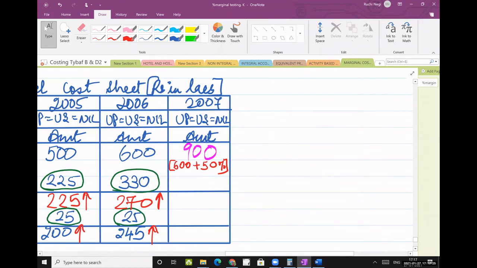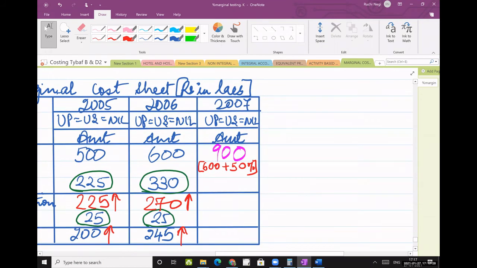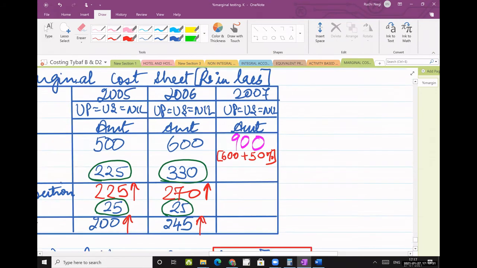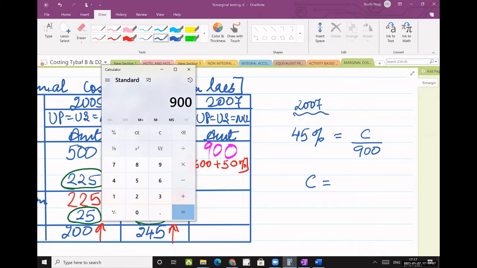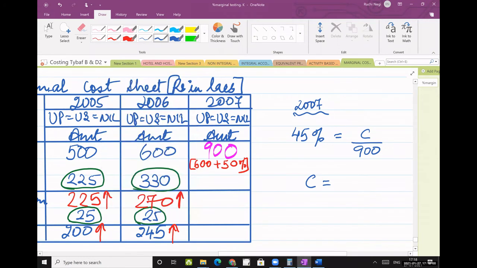Now listen one thing. What is the PV? PV is 45, right? And contribution upon sales. Sales कितना है? अभी मिला 900. I'm talking about 2007 year. So cross multiply, you will get contribution for 2007, which is 405. Okay. So write here 405.